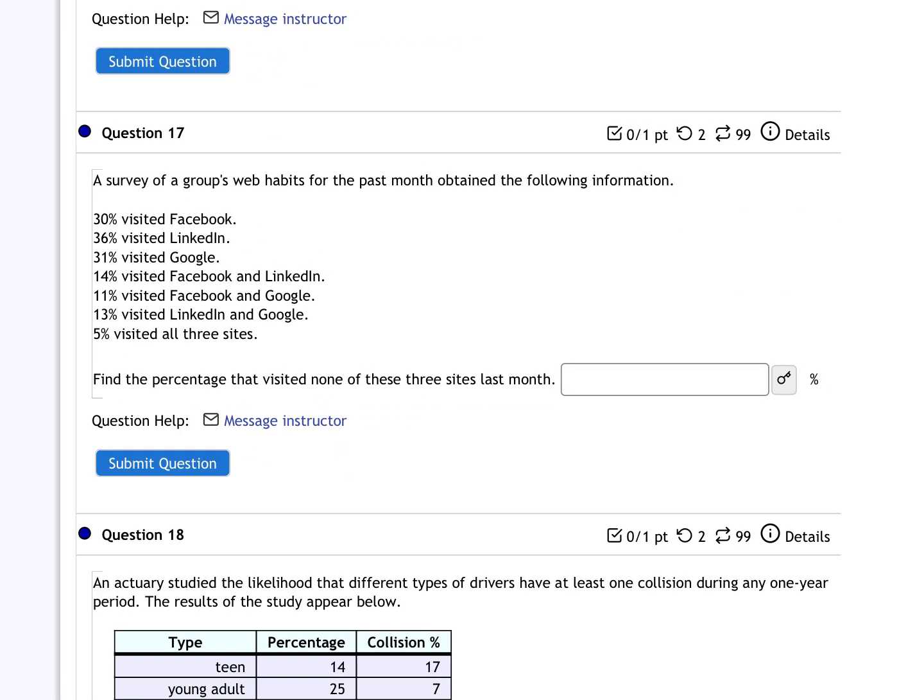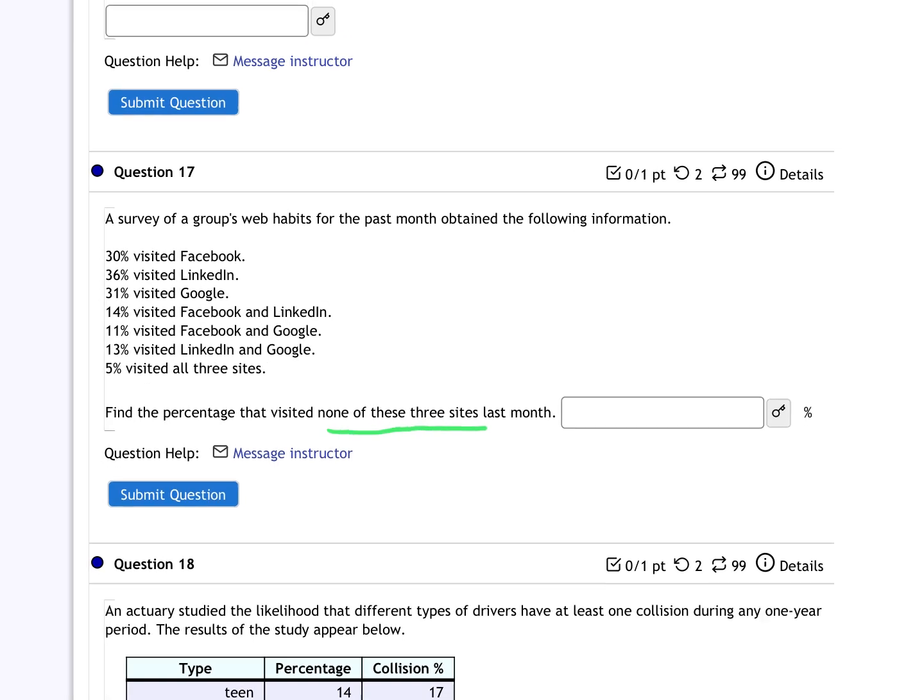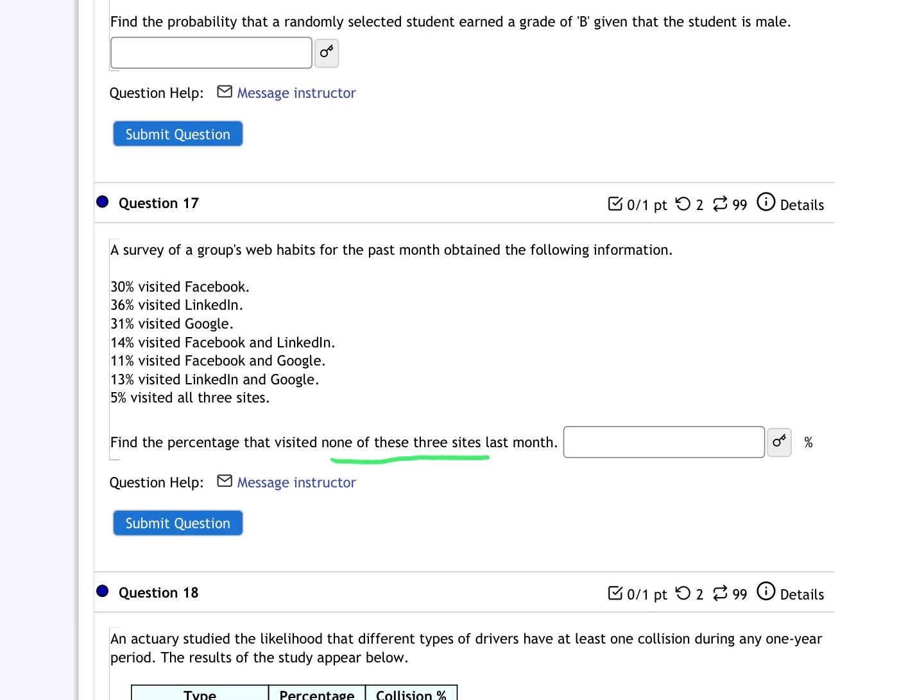Survey groups' habits are the following. Find the percentage that visited none of these 3 sites last month. All right. So if we think about it, we can make this into a Venn diagram, we can make it into a table, or we can just think it through. So none of these 3 sites. Let's go ahead and try a Venn diagram. Facebook, LinkedIn, Google. All right. 30% visited Facebook. All right, let's start from the beginning.